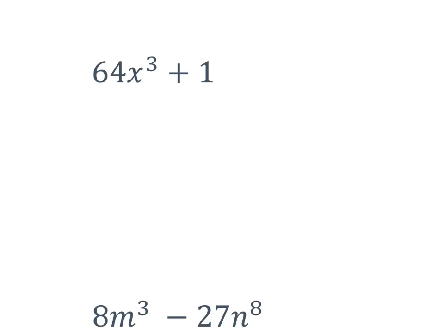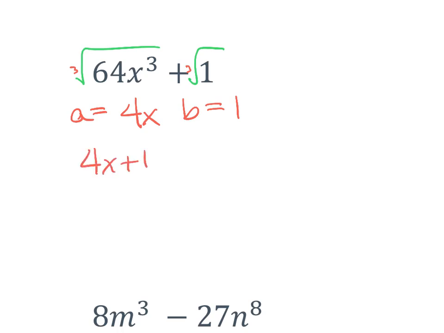Again, sum of 2 cubes. Again, cube root the 64x to the third, cube root the 1. So this one gives me my a value. Cube root of 64 is 4. Cube root of x to the third is just x. Cube root of 1 is 1. And now I put it into the pattern. Same sign. Square the a. So 4 times 4 is 16. X squared. Opposite sign. Multiply a and b, and then square the b.